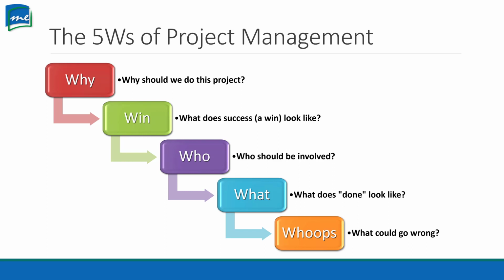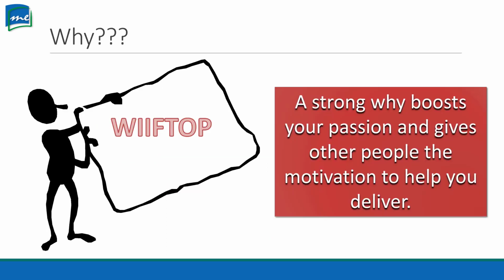And then whoops, what can go wrong? What are the risks associated with this project? How do we mitigate those risks? How do we lessen the impact of those risks? All right, so why? We have the WIIFT. What's in it for the other person?